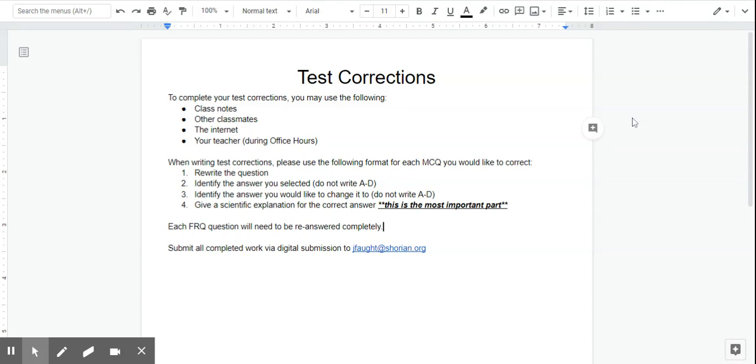You can do these either in your notebook, pencil paper style, that's totally fine, or if you want to submit them in a Google Doc, that's okay too. Either way, I am asking for digital submissions. So if you do your work in your notebook, could you please still take a couple photos and send them to me at my email, jfa@shorian.org, so you can send me your work in this fashion. If you have any additional questions, please contact me, let me know.